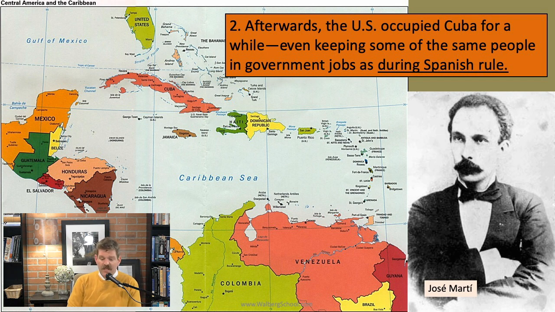Some of those fears seemed justified because any Cubans who protested this new transition to American rule found themselves imprisoned or exiled from the island. Now, on the other hand, the American military government did help rebuild the country after a destructive guerrilla war.